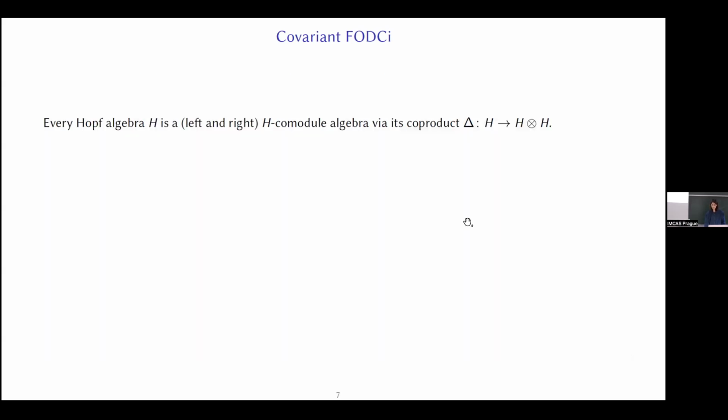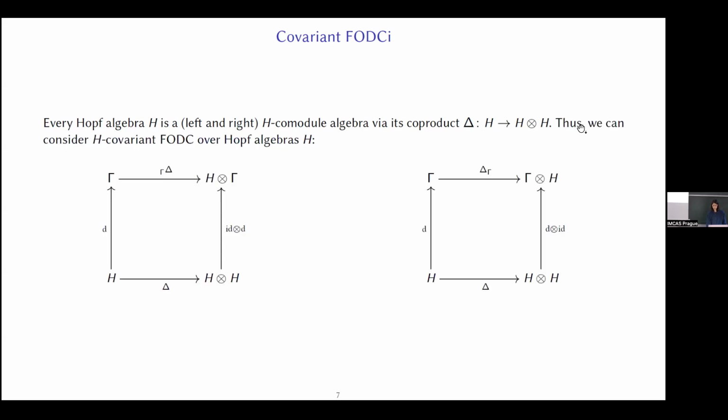Now, if we take A to be H itself, we can view any Hopf algebra H as both a left and a right comodule algebra just by considering its coproduct as a left and a right coaction. So you can consider first-order covariant calculi over Hopf algebras, when this diagram and this diagram commute, and there are well-defined left and right coactions on Γ.